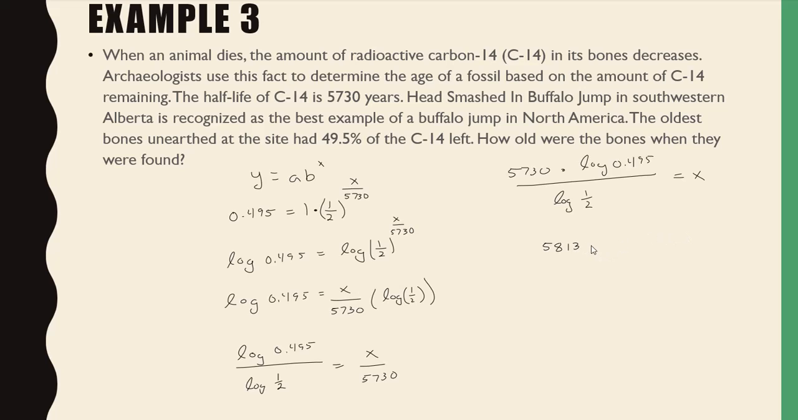You can do a little bit of a reasonability check. 49.5% is awfully close to it happening only once, and you can see it happened at 5,730. So yeah, it's dead a little bit longer than that, which makes sense with the answer we got.